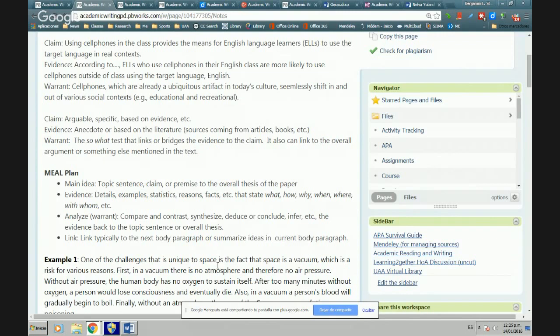Yeah, and we haven't even talked about sentence types, simple, compound, complex sentences, but all of these things come up in writing class. Okay, any other comments so far?